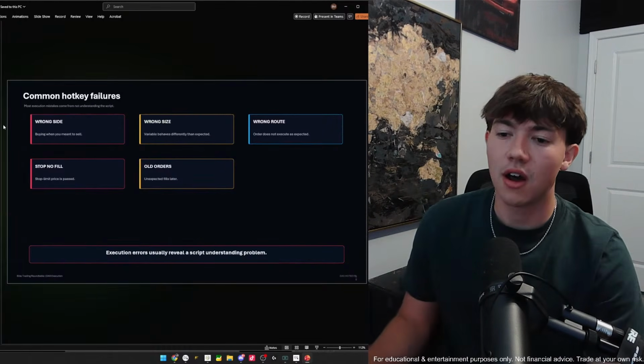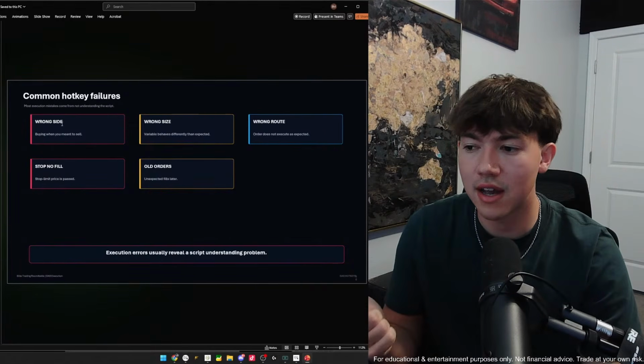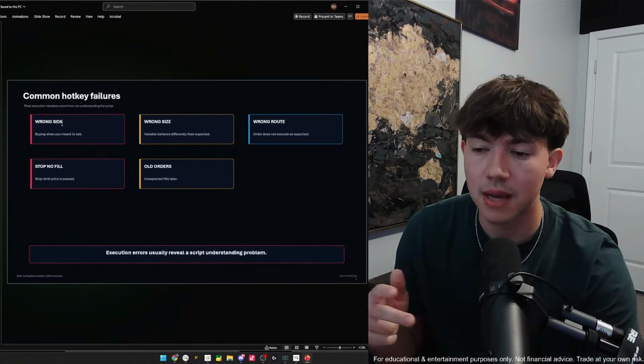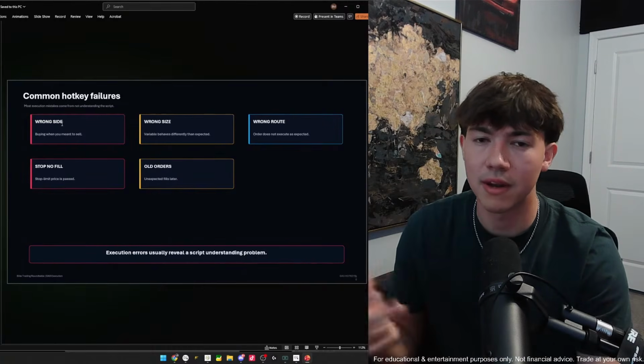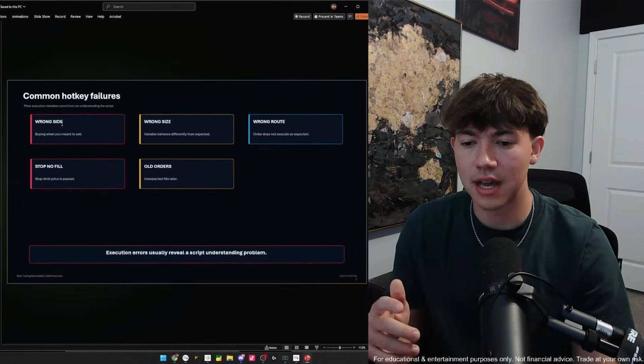If we look at some common hotkey failures, it could be you're either on the wrong side, you're on the wrong share size, the wrong routing. That's happened to me a couple of times. I'm not on ARCA. Why is it not getting filled on ARCA? Why am I not getting filled at all? Why is it taking so long? Just simple things like that can happen over time as well.